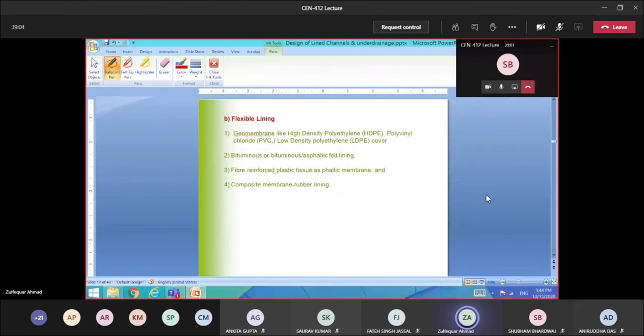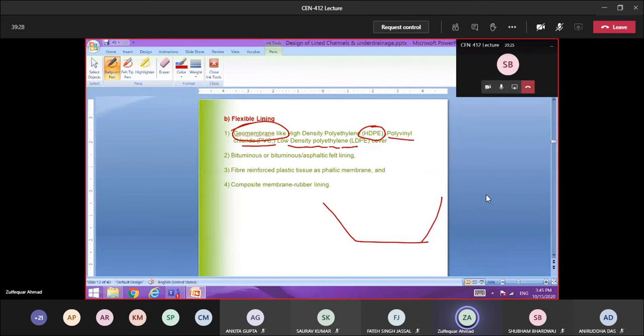Now you have here the flexible lining. Virtually this is for controlling the seepage, and that's why geomembranes are provided, like high density polythene HDPE, or PVC, or low density polythene LDPE. Virtually what is being done is, here is a canal, and the lining is placed below this one.